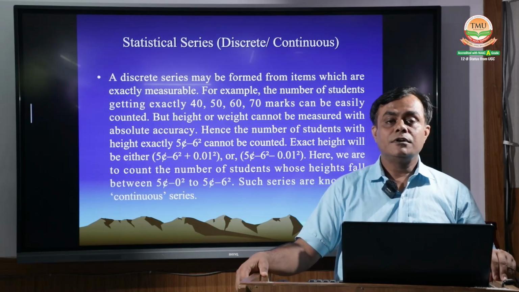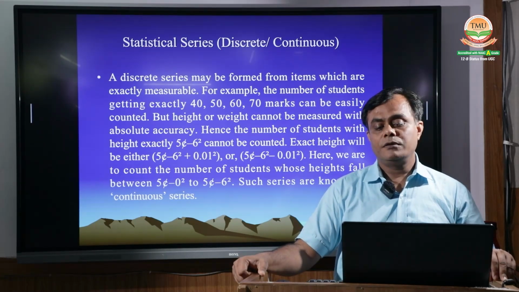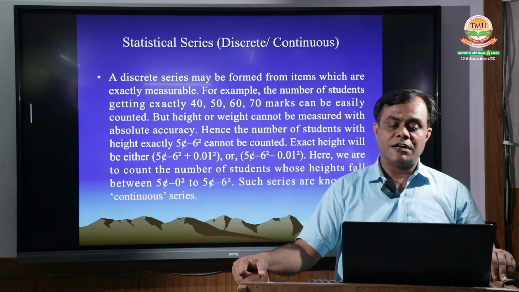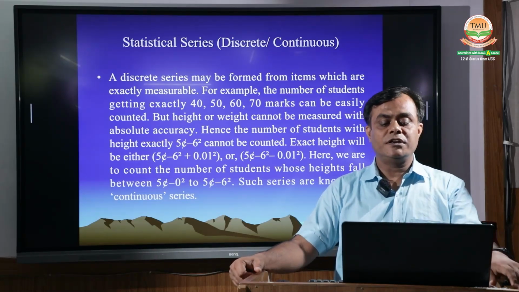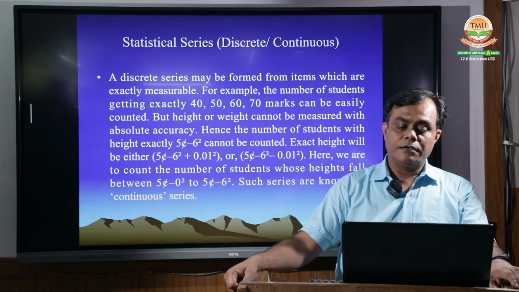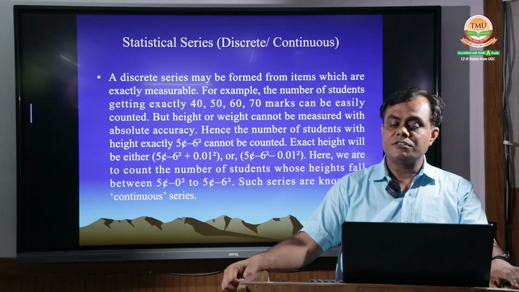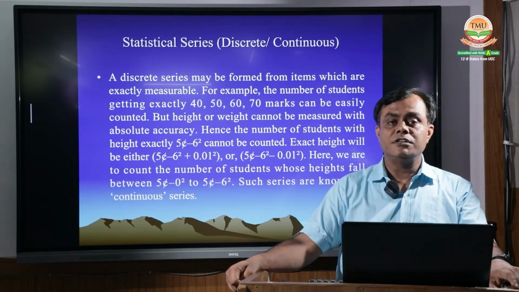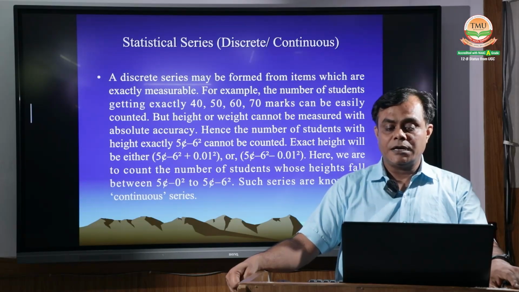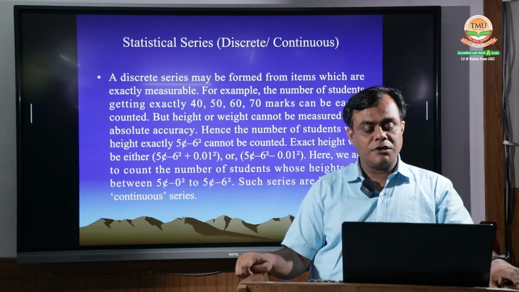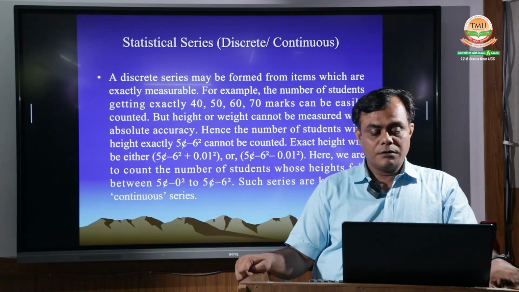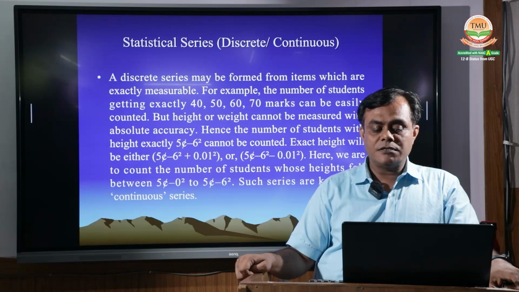Next is the discrete series, which may be found from items that are exactly measurable. For example, the number of students scoring exactly 40, 50, 60, 70 marks can be easily counted, but height and weight cannot be measured with absolute accuracy. Hence, the number of students with the height exactly 5 feet 6 inches cannot be counted.